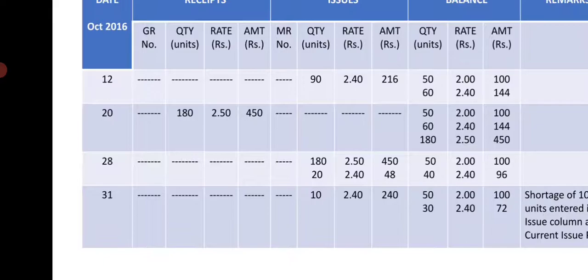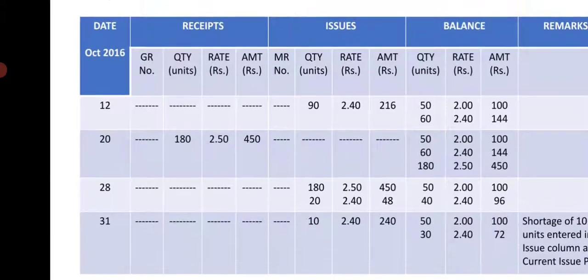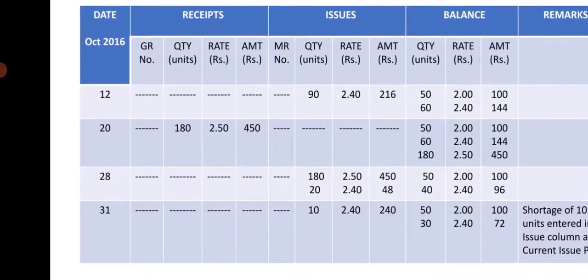Next date is 20/10/2016, purchased 180 units at the rate of 2.50. So they are written on the receipt column. Quantity is 180, rate is 2.50. So 180 into 2.50, 450 rupees.